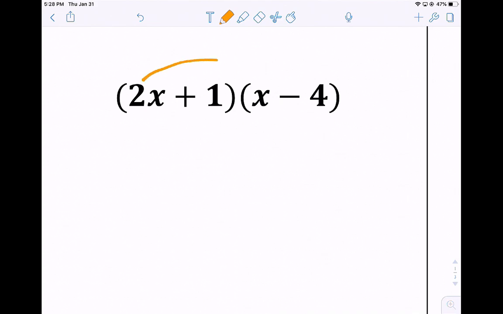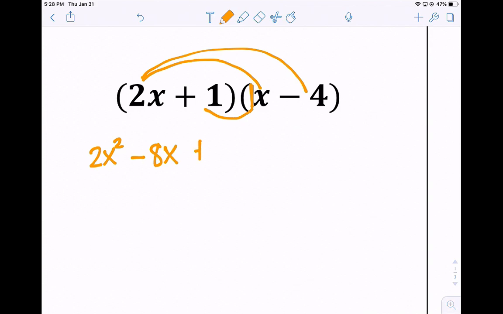So 2x times x is going to be 2x squared, right? Because 2 times 1 is 2. Then 2x times negative 4. So 2 times negative 4 is negative 8x. Then we multiply by 1. Multiplying by 1 doesn't change anything. So 1 times 1x is still plus 1x. 1 times negative 4 is still minus 4.